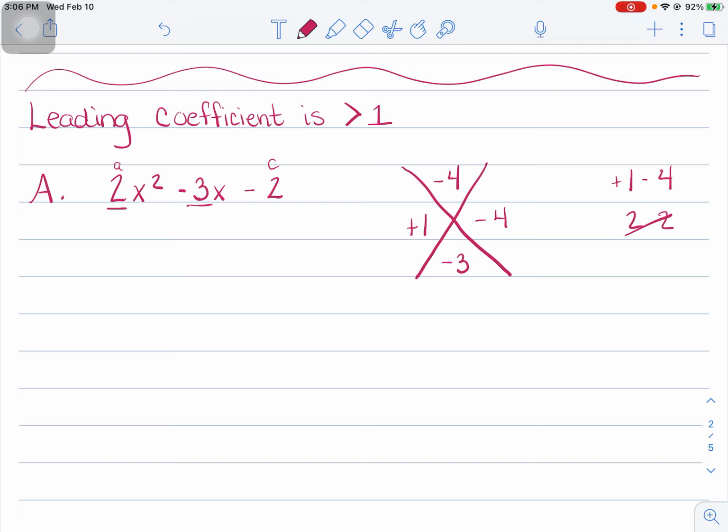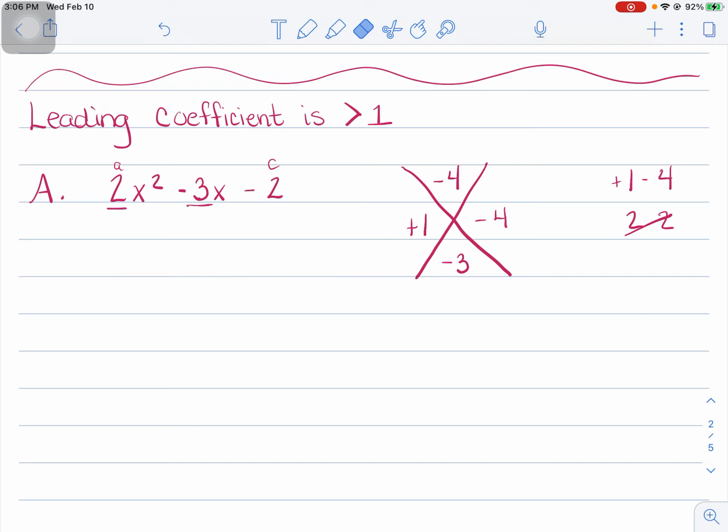Now, this one looks a little bit different when we go to finish it, because we can't just put these into two terms here like this, because if we do this here, we still have this 2 to account for. We got to know how to split that up. So we can't just jump straight into two binomials. What we use this x factor for is to help us then factor by grouping.